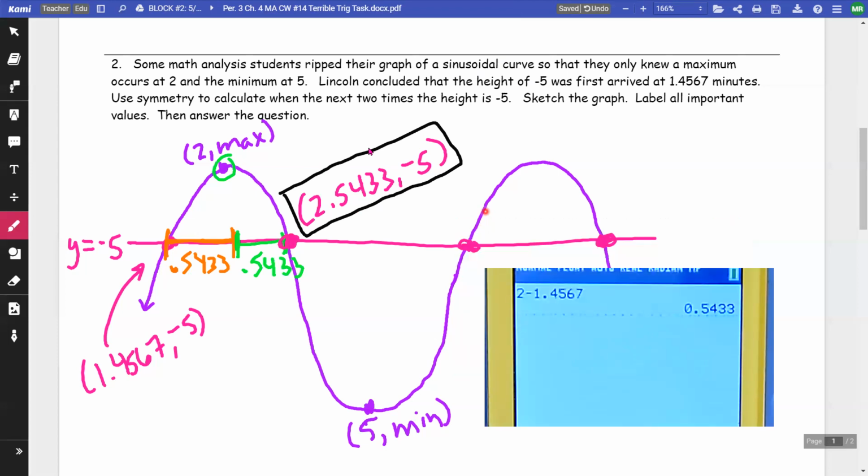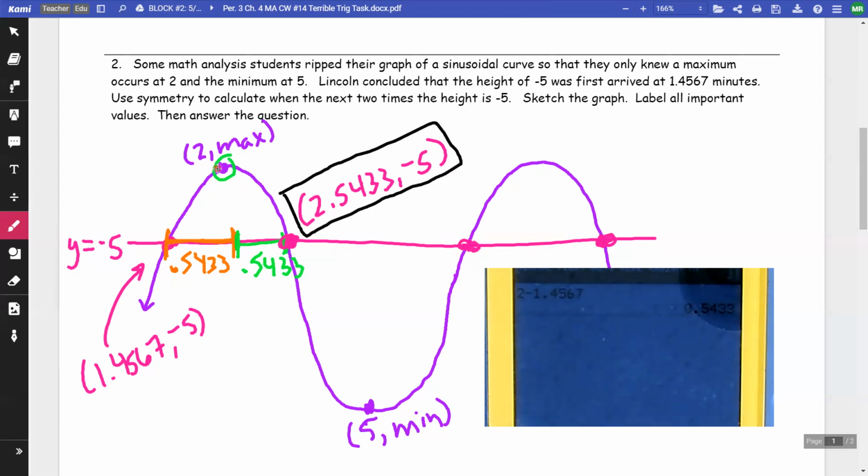Now that I have this, what I'm going to be looking at is, if I knew my period, I know that if I go from here, which was my first 0 on my way up, to here, which is again my 0 on my way up. Not 0, but my -5 on my way up, and then this is the same spot here. This needs to be whatever the period is. I don't know what the period is, but I can figure it out because I know half of the period.